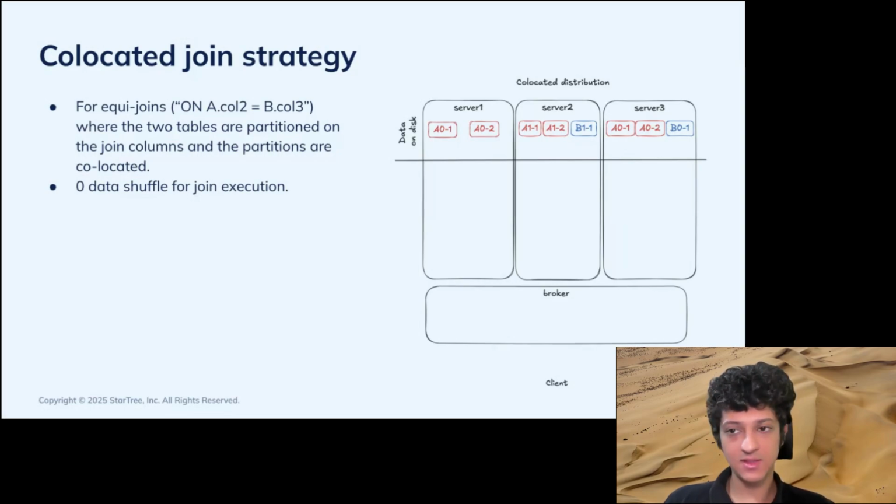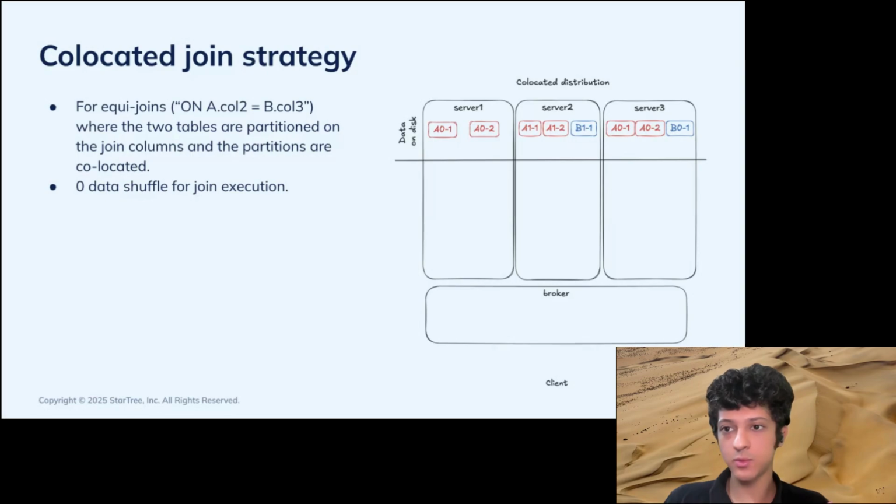So what that means is that the partition function used for partitioning each side of the join, each table in the join, needs to be the same. The number of partitions needs to be the same. So the assignment of partitions to servers needs to be the same, and we need to have servers that hold all segments for each partition of each of the tables in the join. So that's a whole laundry list of conditions, right? But when all these stars align, we can actually execute a co-located join, which completely eliminates data shuffle.